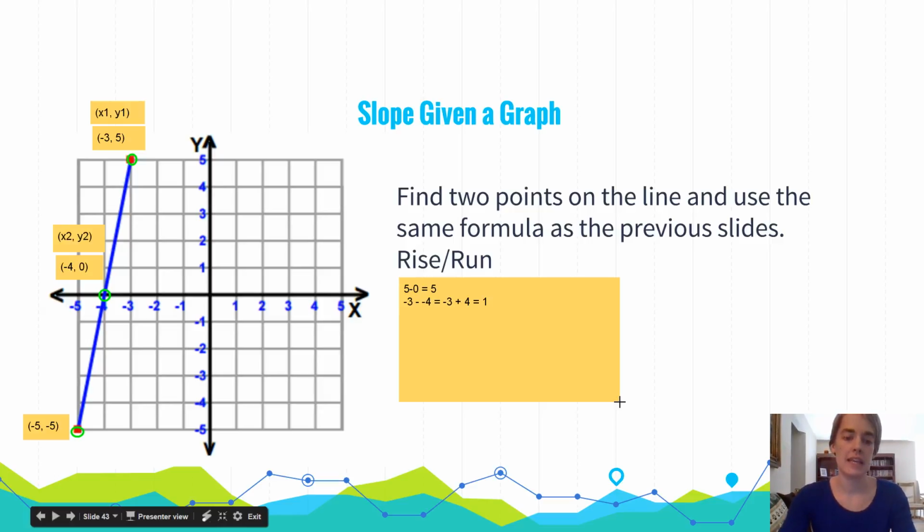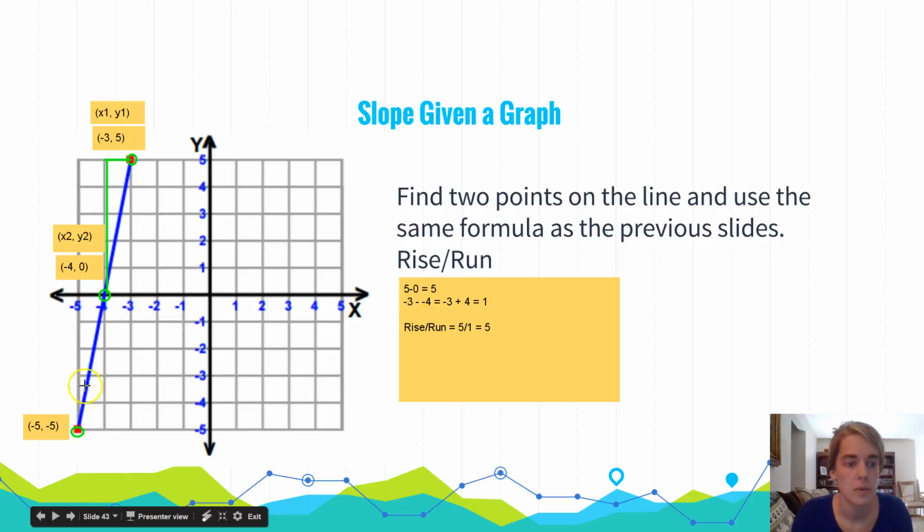So if we divide these, rise divided by run, we get 5 divided by 1, which simplifies to just 5. So the slope of this graph is 5. What that really just means is that we're going up 5 over 1. So we're going up 5 and over 1 to get to our next point.